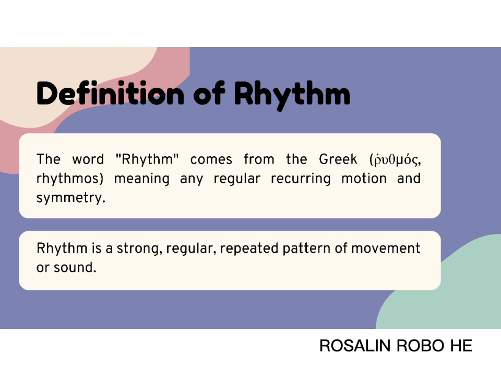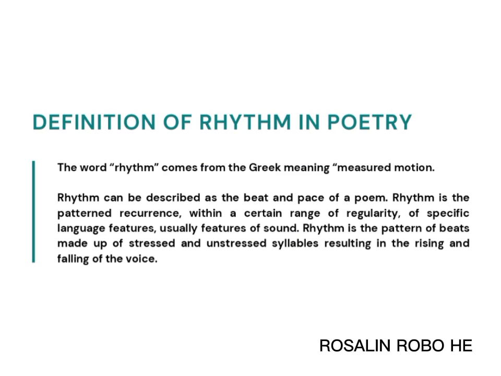The word rhythm comes from the Greek meaning measure, motion. Rhythm is a strong, regular, repeated pattern of movement or sound. Rhythm can be described as the beat and pace of a poem. The rhythmic beat is created by the pattern of stressed and unstressed syllables in a line or verse. In modern poetry, line breaks, repetition, and even spaces for silence can help to create rhythm.